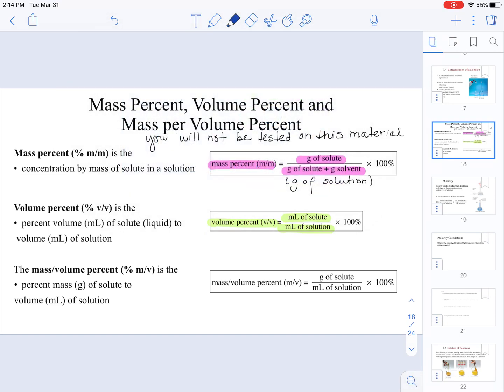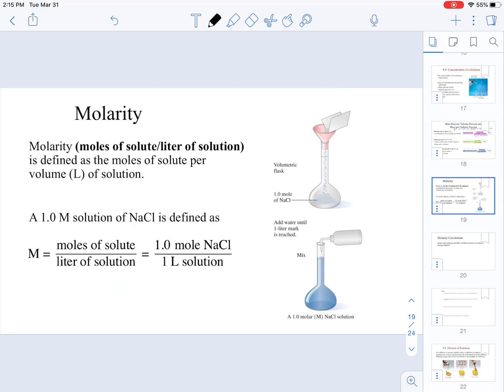And lastly, if we're talking about a solution that is mass per volume percent, that means that we have grams of solute divided by milliliters of a solution, and as you can see, times 100%. So again, even though there may be some problems in the suggested list, I will not be testing you in quizzes or exams with the units of concentration of mass percent, volume percent, and mass per volume percent. The one that you guys are responsible for is molarity.